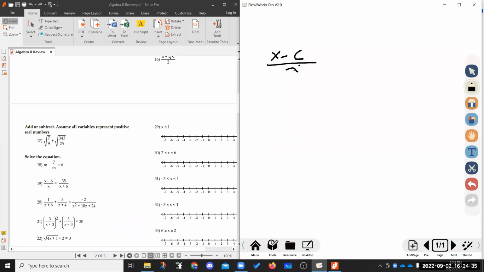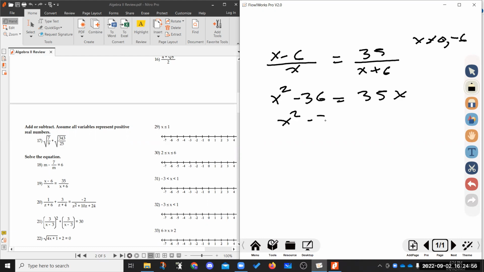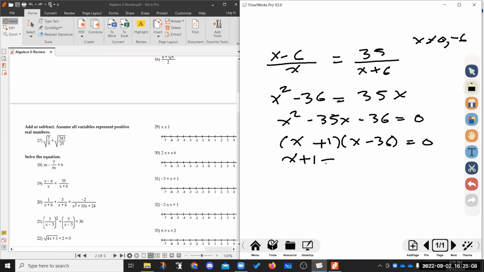X minus 6 over x is equal to 35 over x plus 6. We know here that x can't be 0 or negative 6. We're going to go ahead and cross multiply. X squared minus 36 is equal to 35x. X squared minus 35x minus 36 is equal to 0. X plus 1 times x minus 36 is equal to 0. X plus 1 equals 0, or x minus 36 equals 0. X equals negative 1, or x equals 36.